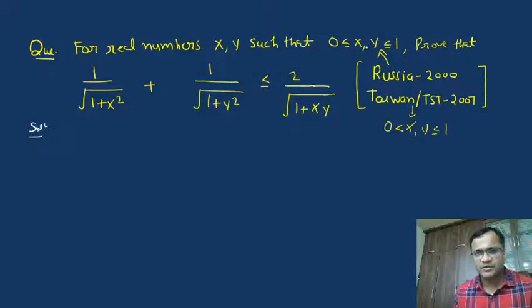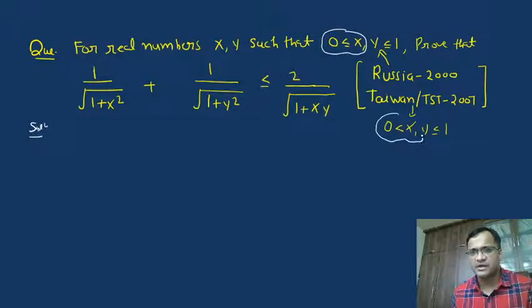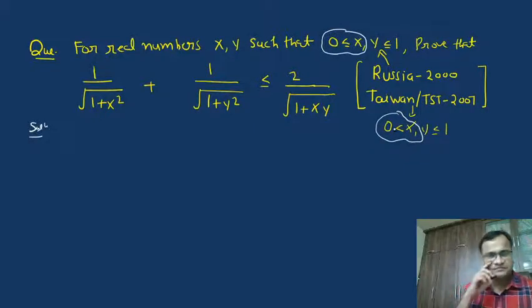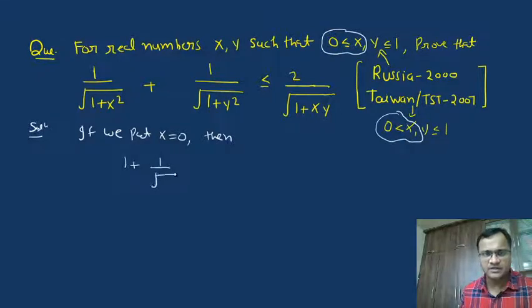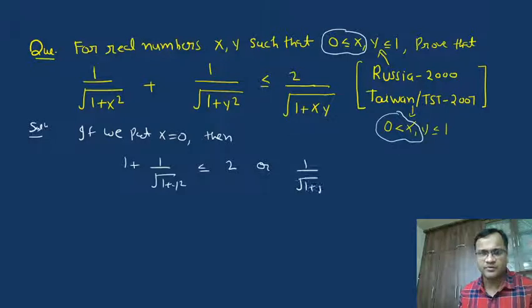So first I am going to discuss the case of equality. In Russia there is an equality at x equals to 0, and in Taiwan there is no equality at x equals to 0. Okay, so if we consider the case x equals to 0, then I think the inequality is clearly satisfied because the left hand side of this inequality becomes 1 plus 1 by root under 1 plus y square less than or equal to 2, or 1 upon root under 1 plus y square less than or equal to 1, which is true.